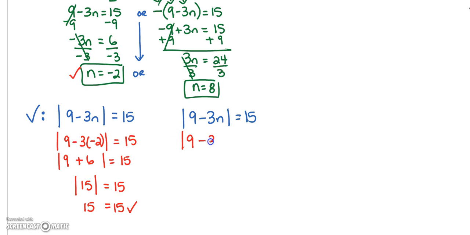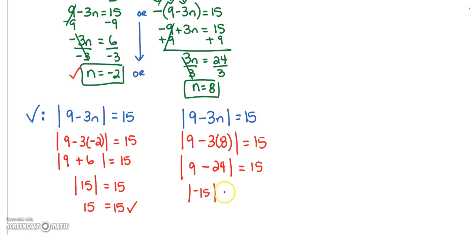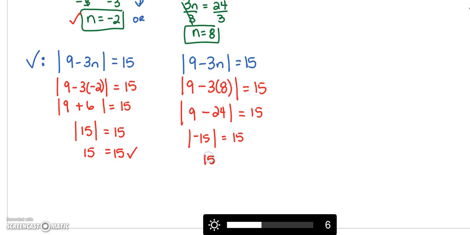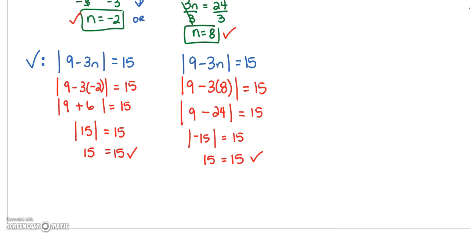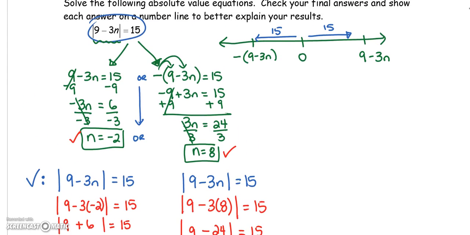So absolute value of 9 minus 3 times 8 equals 15. 9 minus 3 times 8 is 24, equals 15. Absolute value of 9 minus 24 is negative 15. So the question becomes, how far is negative 15 from 0? The answer to that is 15 units. And yes, 15 does equal 15. Therefore, n equals 8 is also a solution. So both of these are solutions to our problem. And you can kind of see my number line to better explain my results of why I had to go in the positive and negative directions.